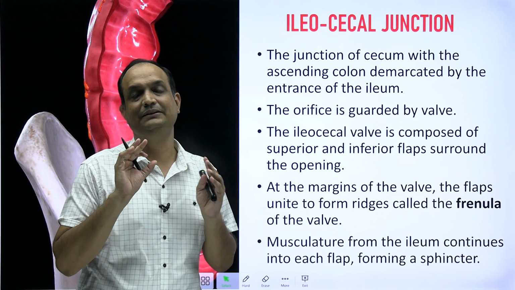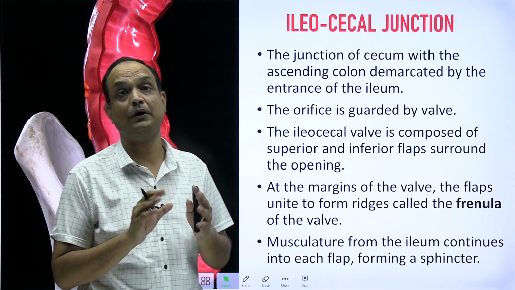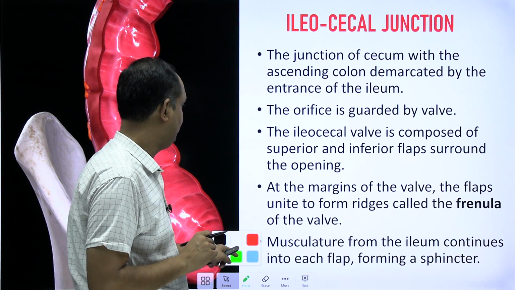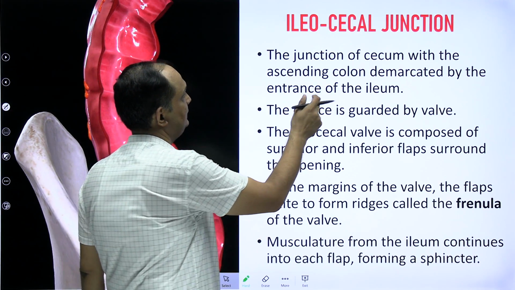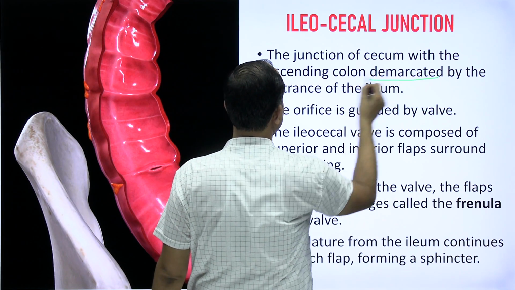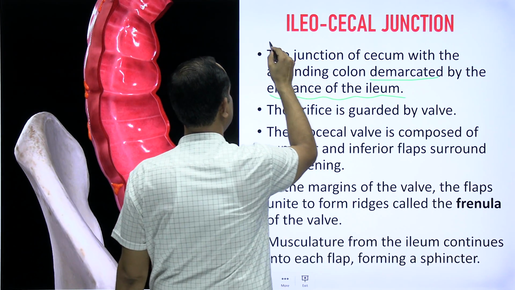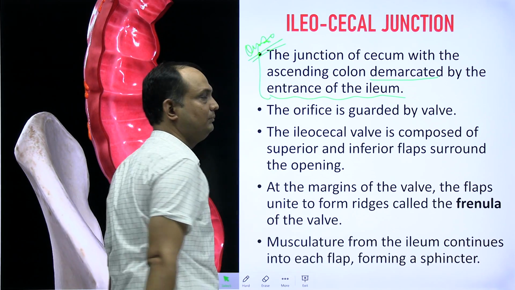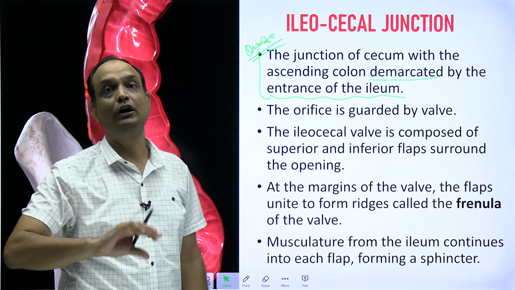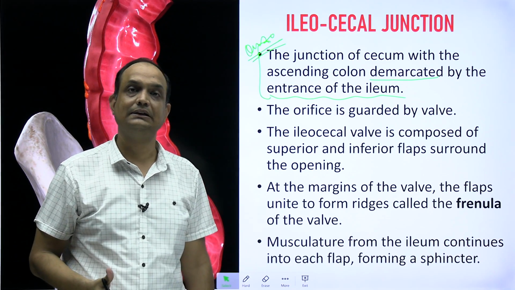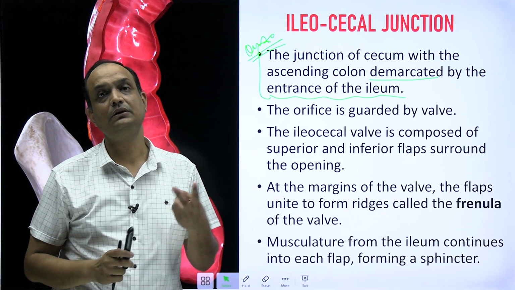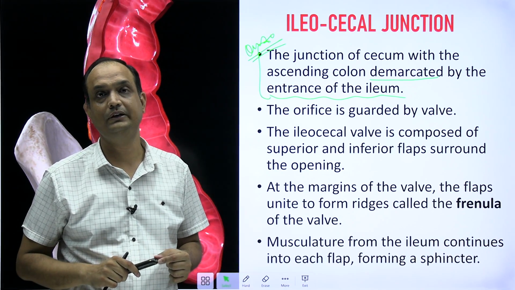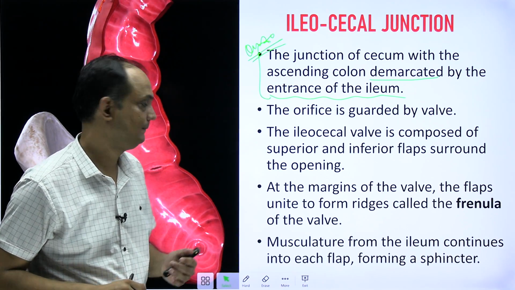So what is the ileocecal junction? If you open the cecum and look inside, what are the important features of this ileocecal junction? The first and important thing is that it is the junction of the cecum with the ascending colon, demarcated by the entrance of the ileum. This line comes again and again because it is very commonly asked in multiple choice questions: at what level does the cecum continue with the ascending colon? There can be two answers. One is the position of the ileocecal junction or the opening of the ileum, and the second is the transtubercular plane.